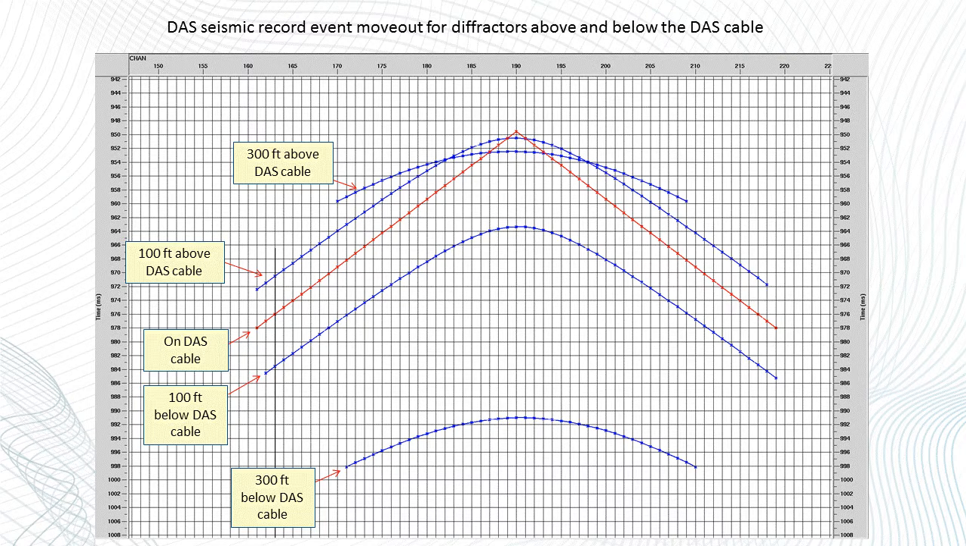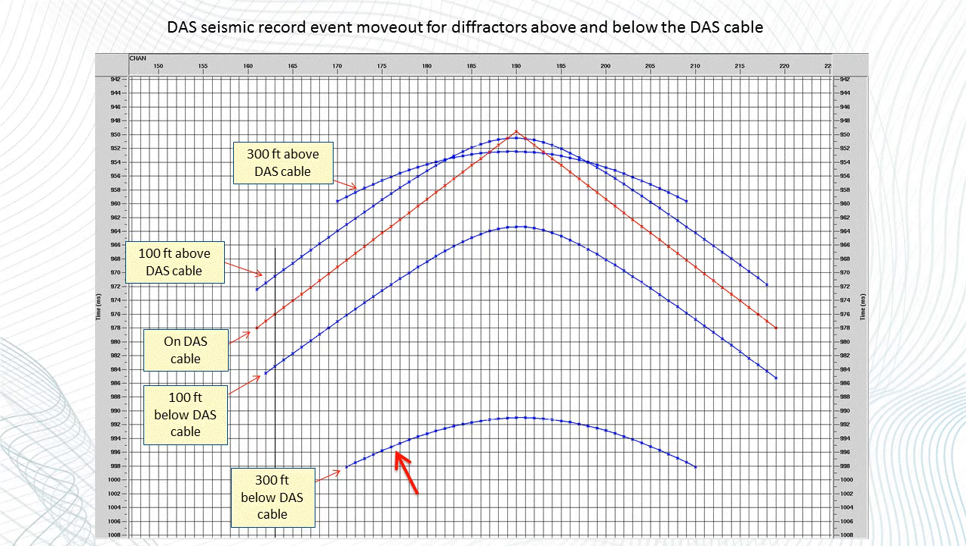The red curve shows event moveout for a diffractor that's directly on the DAS cable, so the moveout is linear. In other words, the wave field just propagates straight along the receiver cable. This curve is for a diffractor that's 100 feet below the DAS cable, and this one is for a diffractor that's 300 feet below the DAS cable. Diffractors on and below the DAS cable have this property that they are separable in time and in moveout, as we can see here.